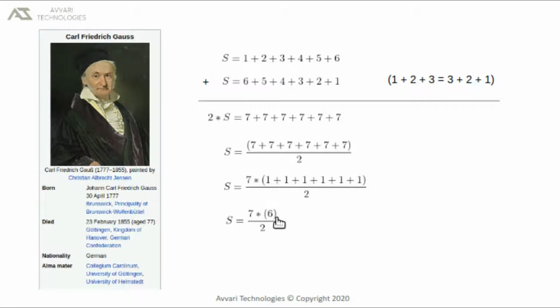So 7 times 6 divided by 2. If we perform this, we will get S is equal to 21. The sum of the first 6 numbers is 21.